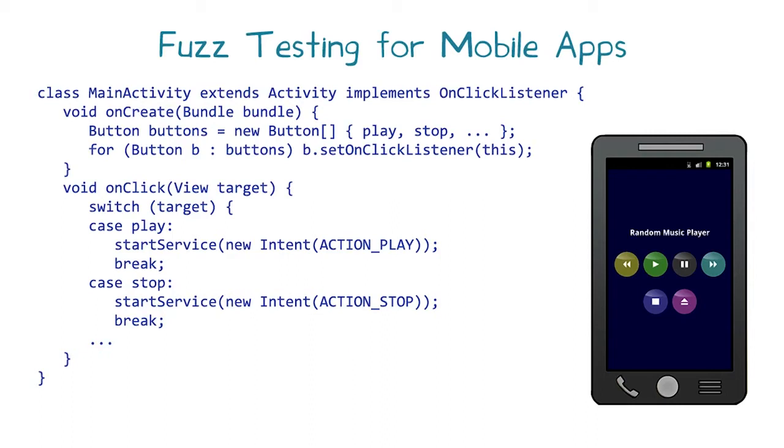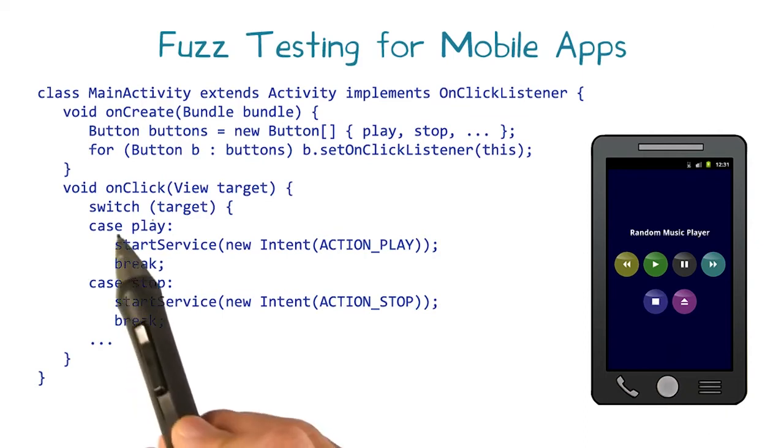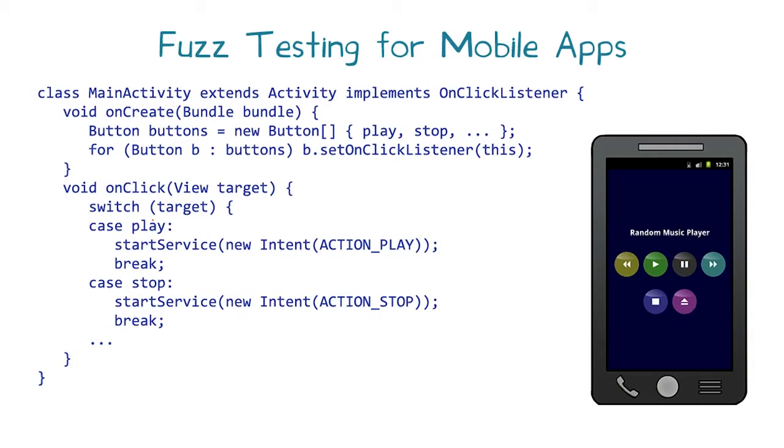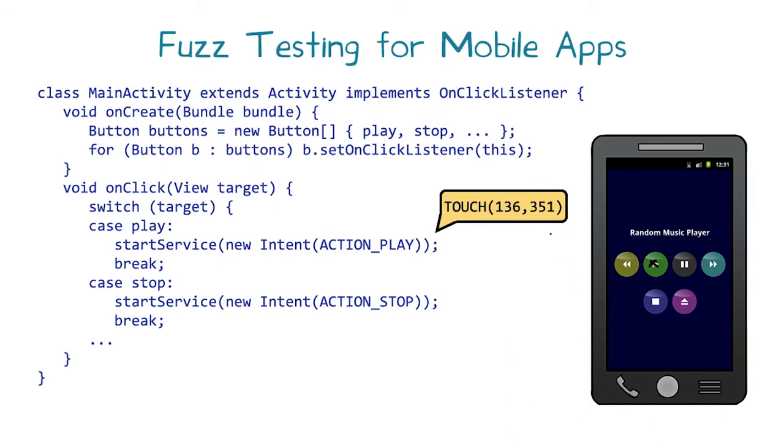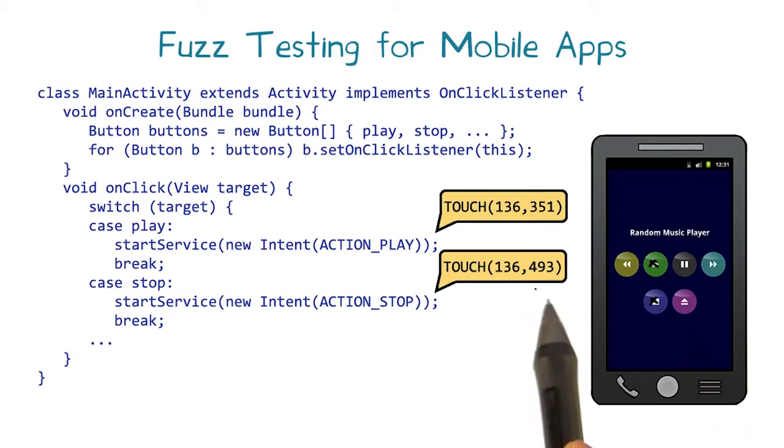The most indivisible and routine kind of input to a mobile app is a GUI event, such as a touch event at a certain pixel on the mobile device's display. A touch event results in the execution of the on-click function according to which pixel is touched. For example, a touch event at a pixel whose x-coordinate is 136 and y-coordinate is 351 results in a play action. And a touch event at a pixel whose x-coordinate is 136 and y-coordinate is 493 results in a stop action.